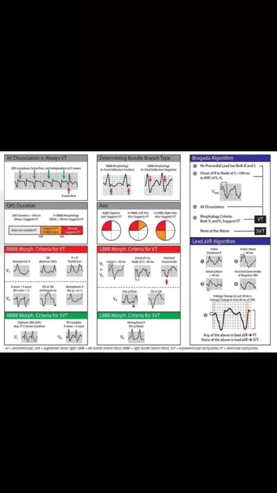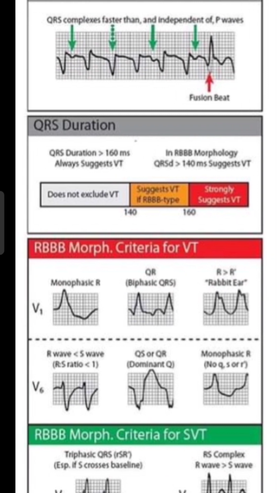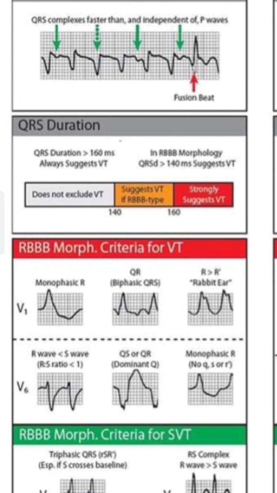Differentiating SVT from VT is always a big game. Whenever there is atrioventricular dissociation, with the QRS complex faster and independent of the P wave, there will be VT. When the QRS duration is more than 160 milliseconds, that always suggests VT. 140 to 160 suggests VT if there is RBBB. In right bundle branch block morphology, a QRS duration more than 140 milliseconds strongly suggests ventricular tachycardia.